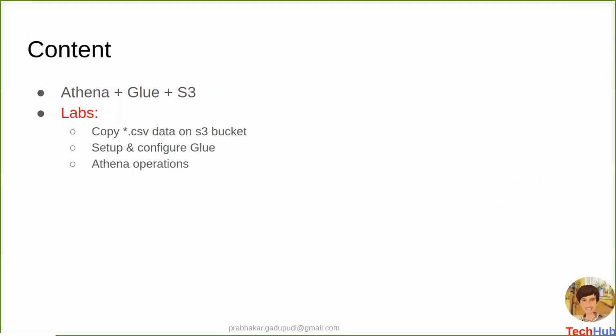And here is the content for today's session. I'm going to brief you on exactly what Athena, Glue Job and S3 are. And inside a lab, I'm going to copy one sample CSV file into the S3 bucket, and I will set up and configure the Glue jobs in order to create a crawler, the database and the tables. And finally, I will walk you through the Athena operations: how to extract the data from S3 by writing a SQL query, and then how to do various operations like exporting the data after applying the filters, how to maintain the history, and how to save the queries. So these are the operations I will walk you through.